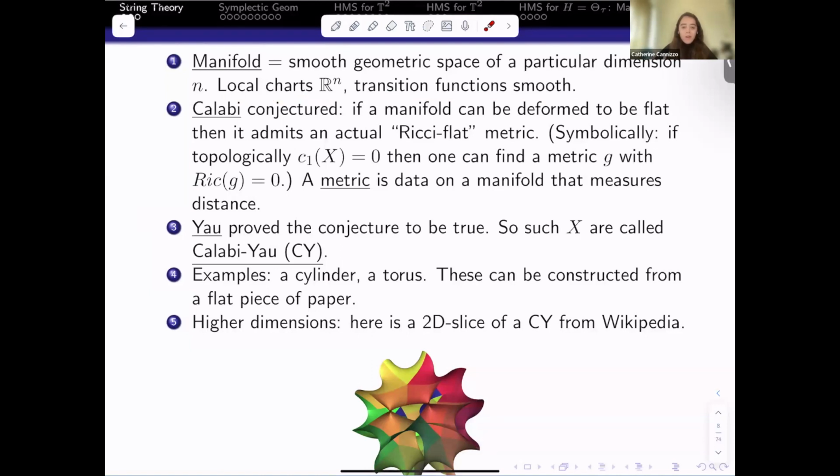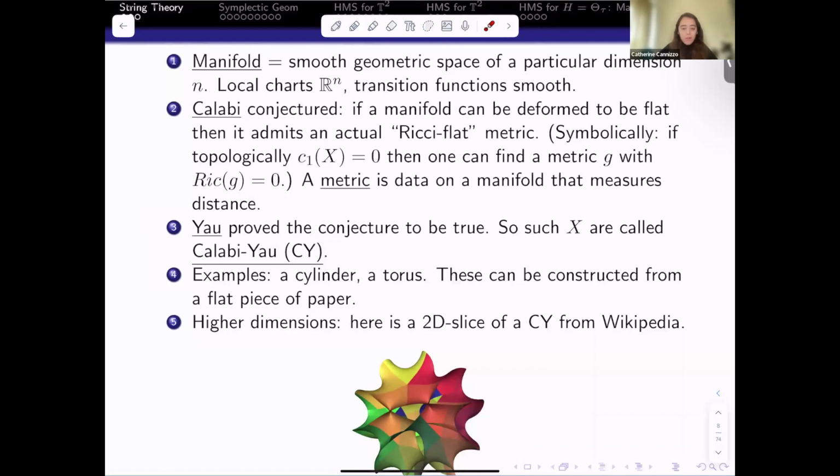The Calabi-Yau manifold comes from 2 people, Calabi and Yau. Calabi had a conjecture that if a manifold can be deformed to be flat, then it admits an actual metric in which it is flat. What I mean is that topologically, if the first Chern class c1 of X is 0, then within that class you can find a metric which has Ricci curvature 0. A metric is information on a manifold that measures distance, like the absolute value in Rn. Then Yau proved this conjecture to be true, so that you can find these metrics. That's why they're called Calabi-Yau.